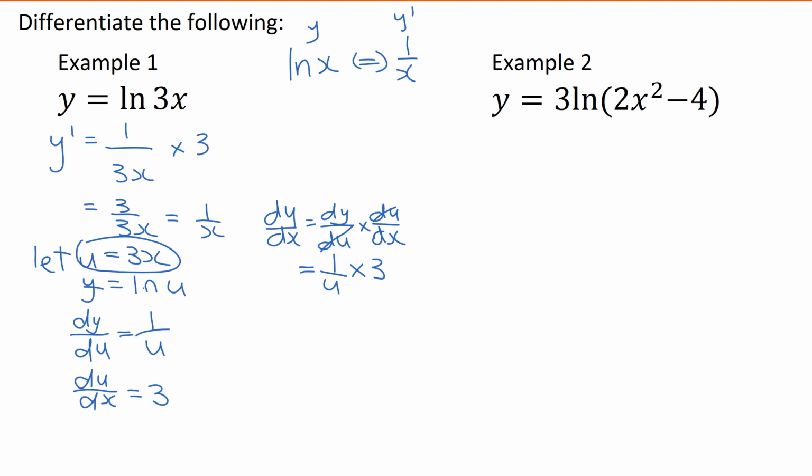But dy by dx needs to be in x's rather than u's. So from here again, substitute that into there. 1 over 3x times 3, which again, as you just saw, is the same as 1 over x. Okay? I'm going to keep showing you these long ways, and hopefully after a while they're going to start to sink in and potentially make a little bit of sense. Who's following the long way and going, okay, I'm actually starting to see what's going on here? So a few more people putting their hands up, which is good.